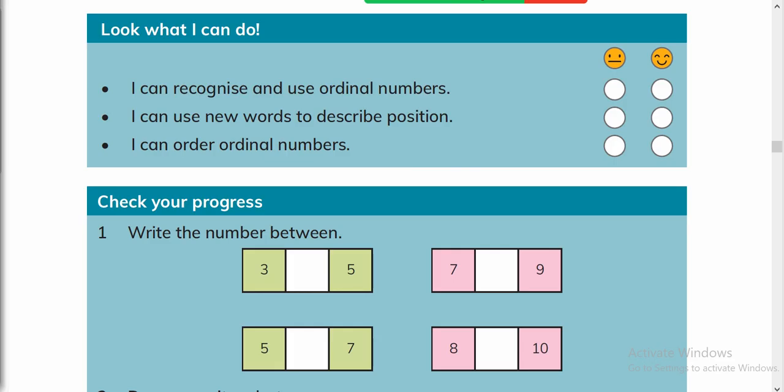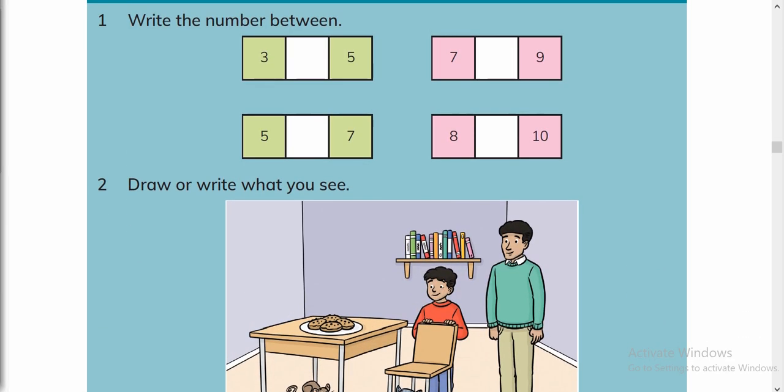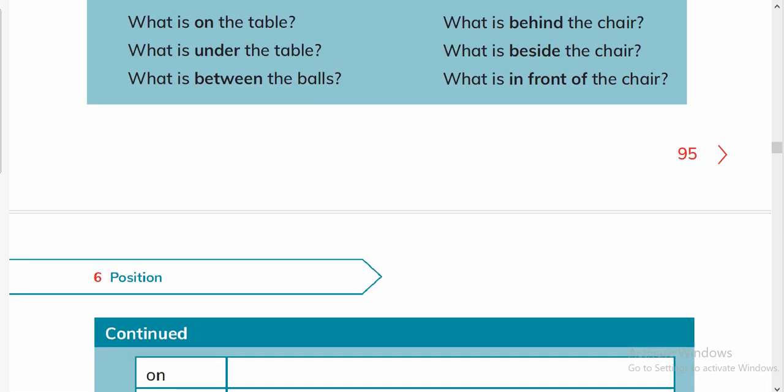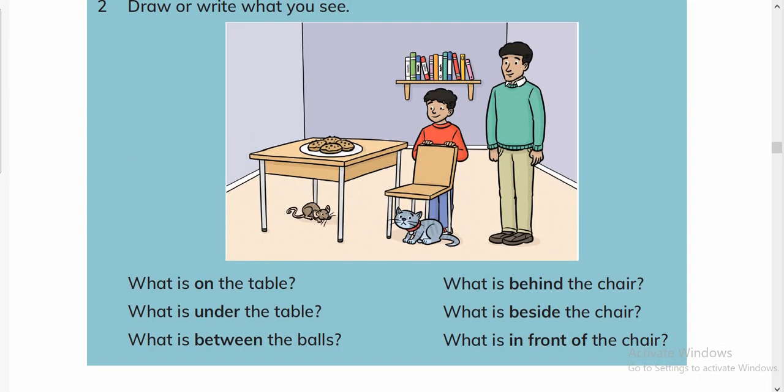Okay, now write the number between. What will come in between 3 and 7? That's easy. 4, 5, 6, 7, 8, 9, and 10. Okay, draw or write what you see. Here we will draw and here we will write. Okay, it is the same thing.